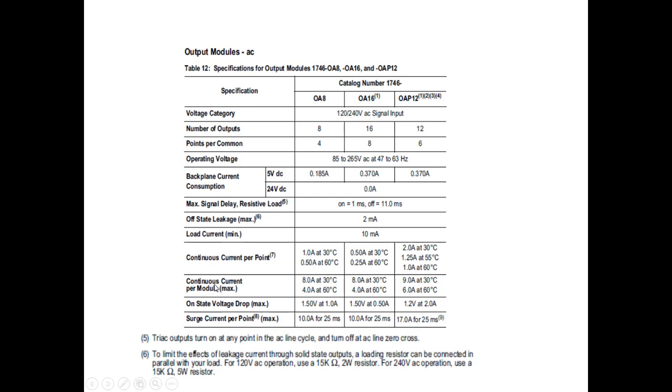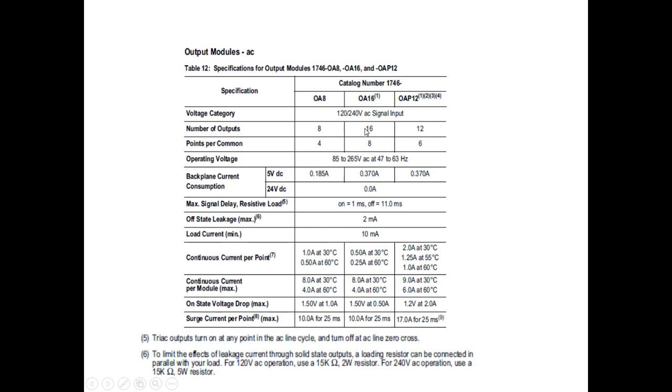And it shows you right here, continuous current per module, 8 amps. So 8 amps is not very much. You're not going to turn on a big motor with this module. You can turn on 8 small devices, as long as those devices are less than 1 amp each at 30 degrees. If it's hot out there, they're going to have to be even less, okay?